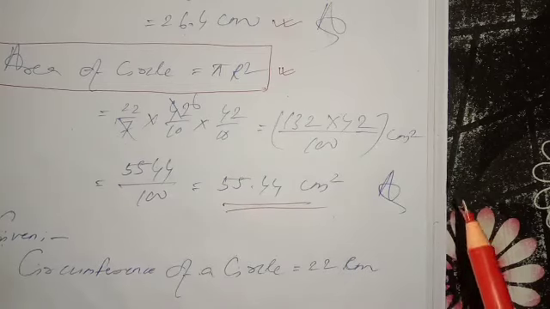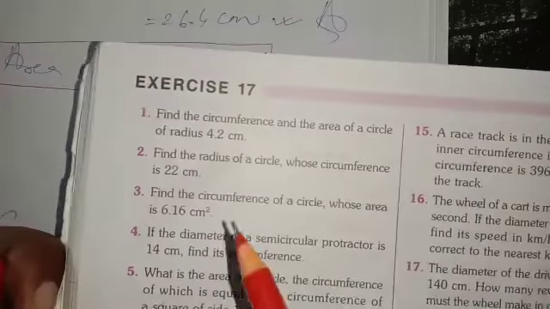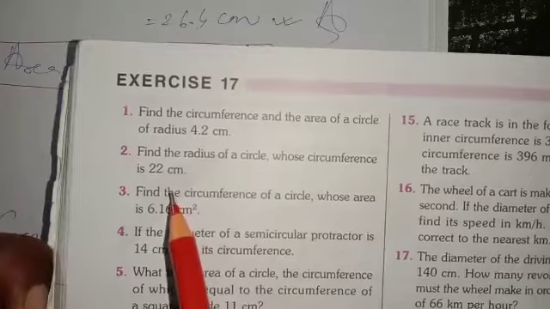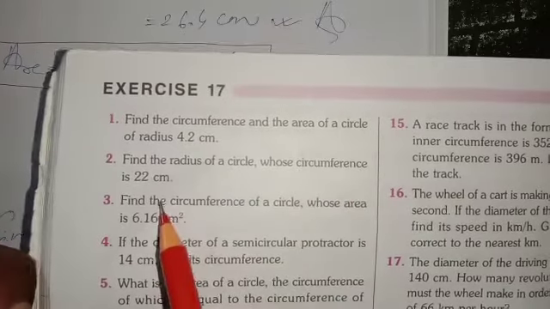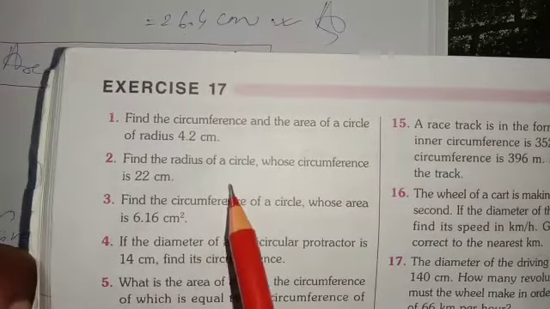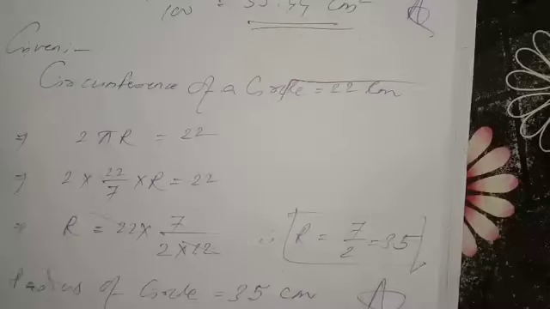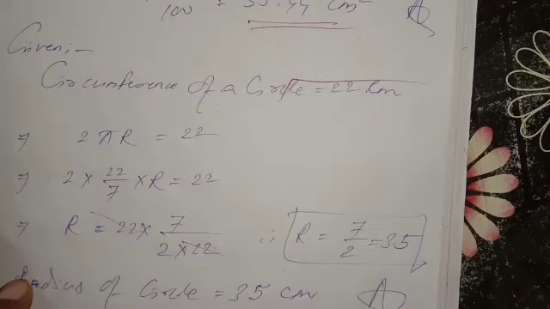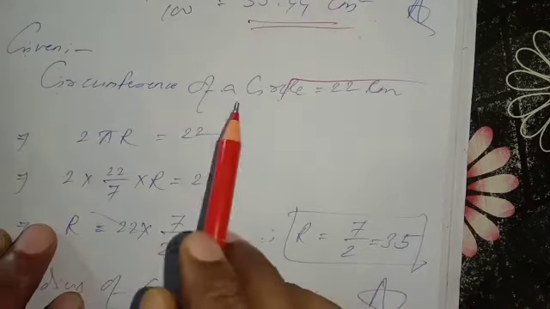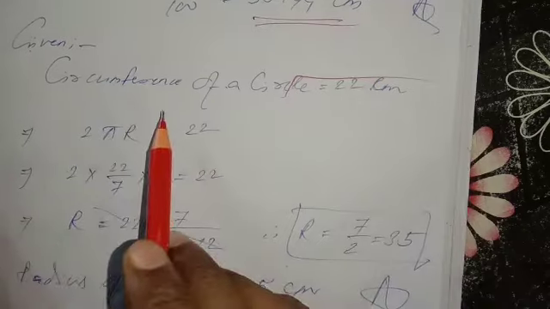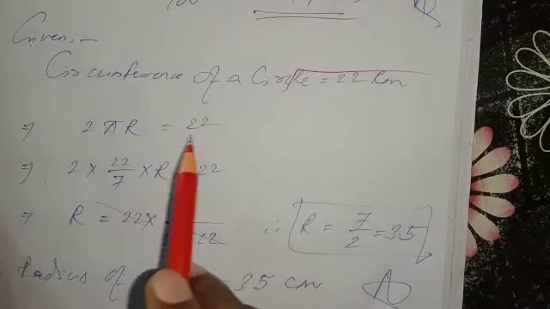Okay, let us go to question number 2. Question number 2 is: find the radius of a circle whose circumference is given as 22. You have to find out the radius of the circle. Let me solve. In this question number 2, circumference of circle is given as 22 centimeter. As per the formula, circumference formula is 2 pi r equal to 22.